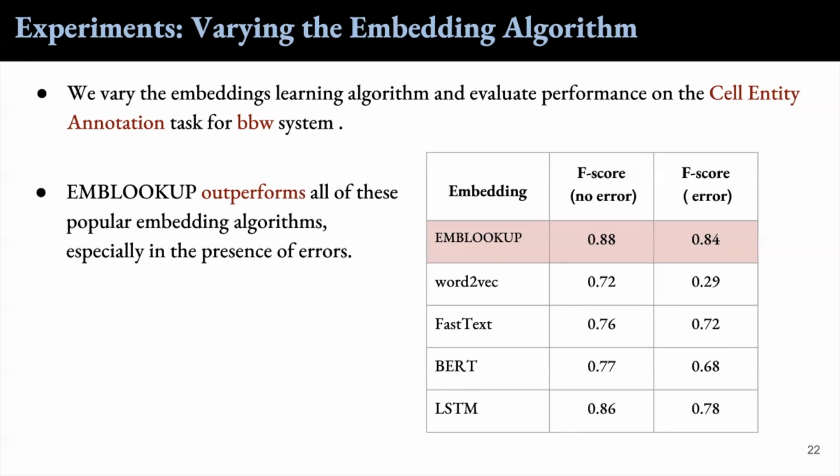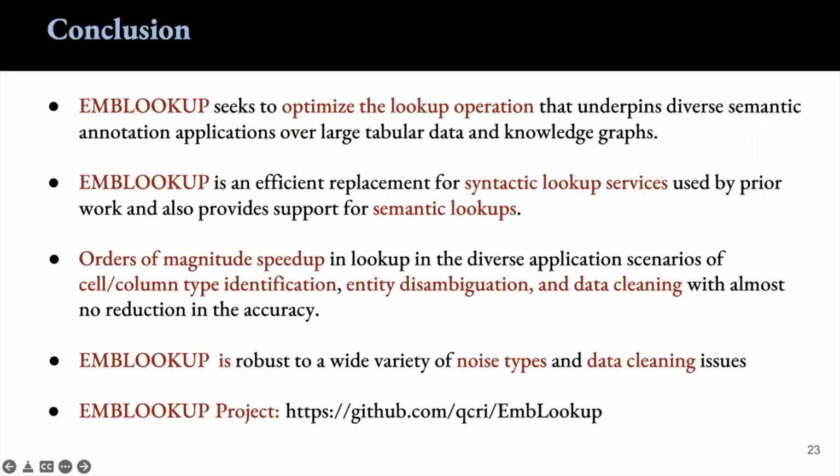As we can see from the table, mLookup outperforms all of these popular embedding learning algorithms, especially in the presence of errors. In conclusion, mLookup is not a new knowledge graph embedding algorithm, nor is it a new algorithm for the annotation task. It optimizes the lookup function, which is a main building block for many applications. mLookup provides order of magnitude speedup in different applications, and it's also robust to many data cleanness problems.